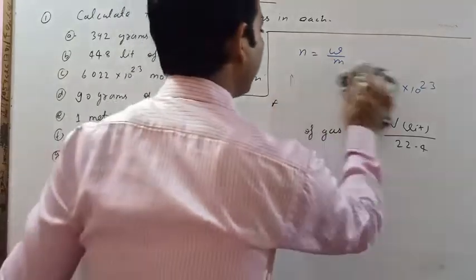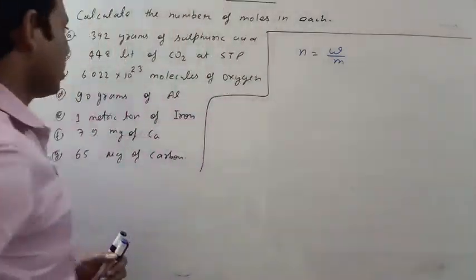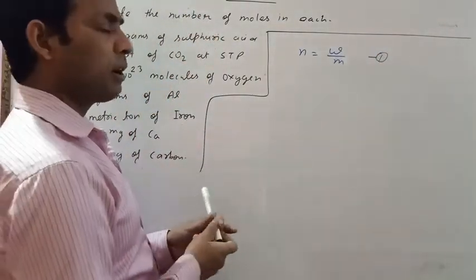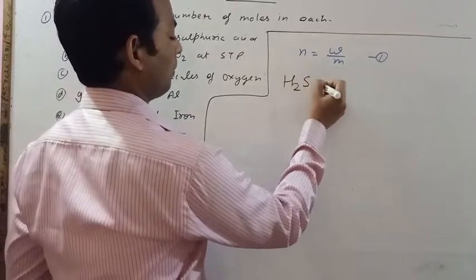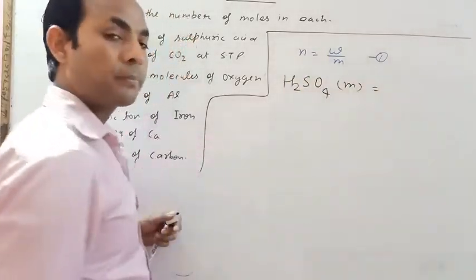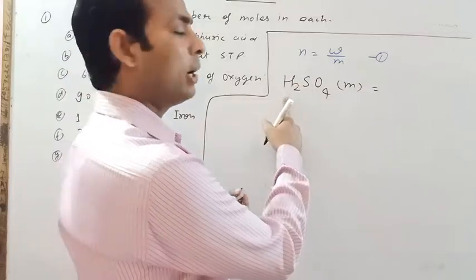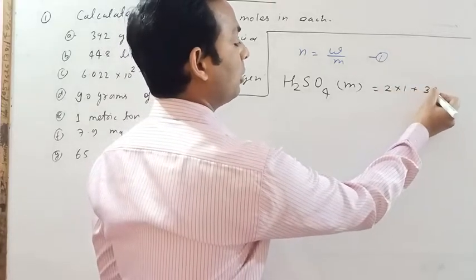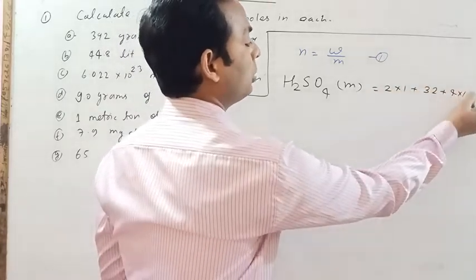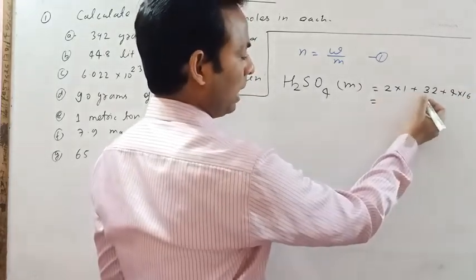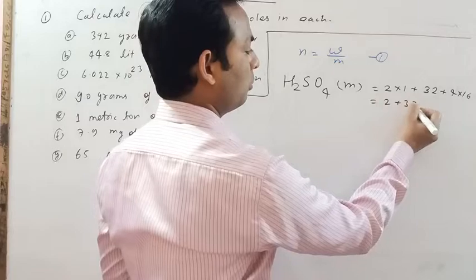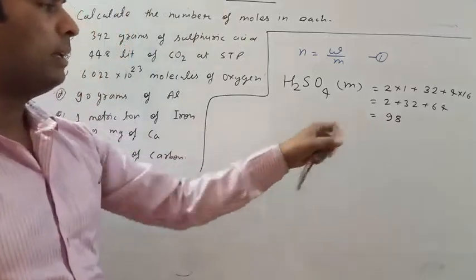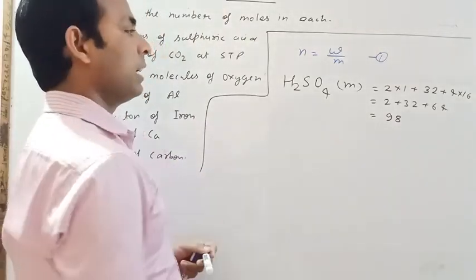Okay, look carefully how to do this question. The first question: 392 grams of sulfuric acid. You know, the sulfuric acid formula is H2SO4. First we have to calculate the molar mass. Here there are 2 hydrogen atoms, and one hydrogen atom's atomic mass is 1. So 2 into 1, plus sulfur 32, and oxygen 4 into 16. After multiplying and adding, we get 2 plus 32 plus 64, so 98. So 98 is the molar mass of sulfuric acid.